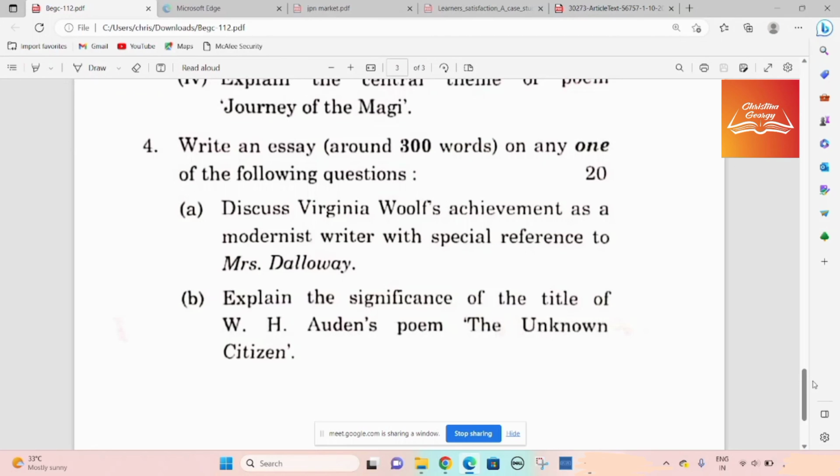So this would be a normal essay that you had been writing, but you just have to write one essay from those two options. So the total marks would be 20. 20 marks essay question.